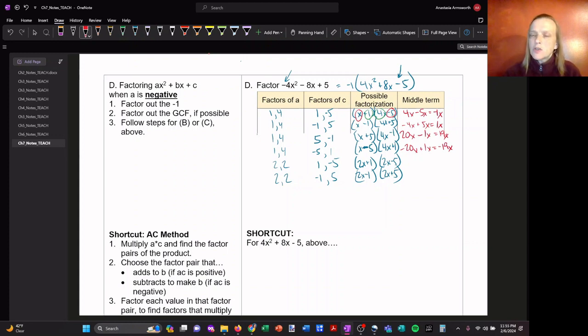Notice, and this is a good strategy, if I keep the numbers in the same order but change where my negative sign is, my middle term ends up having the same value with just a different sign. So that can make it a little faster to fill out this part of the table as we go, because notice I'm going x, x, 19x, negative 19x.